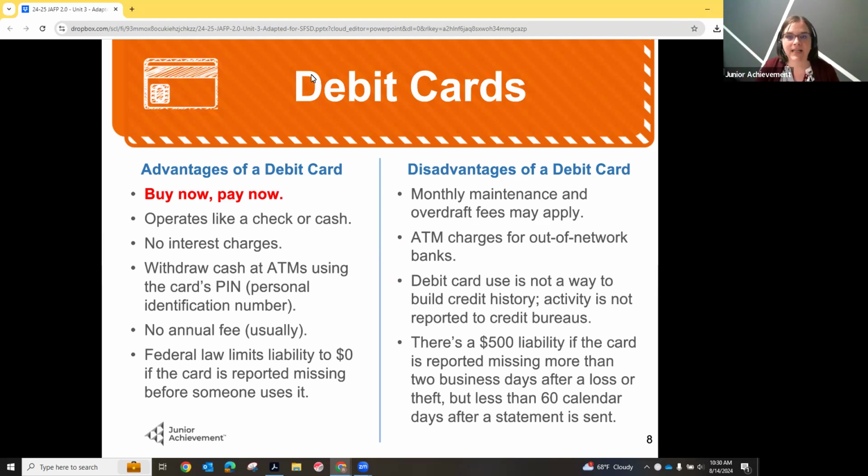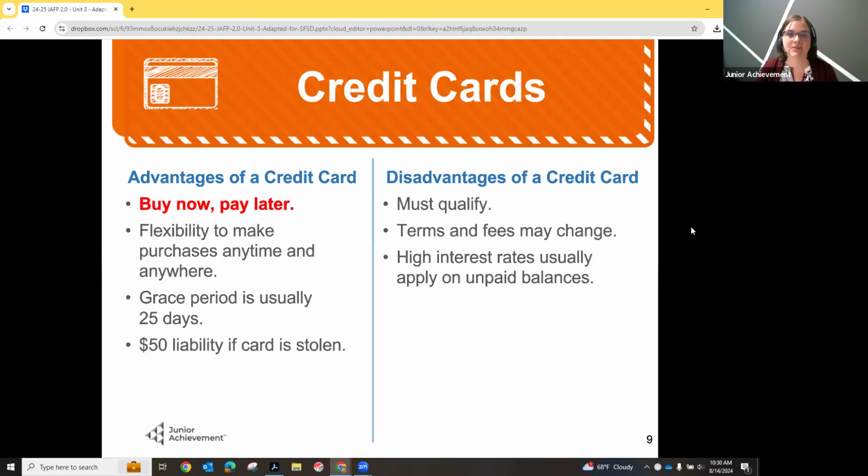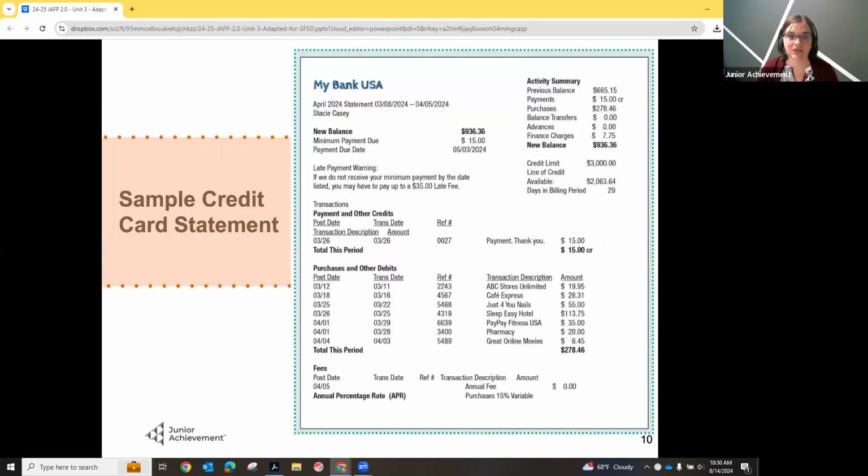The biggest part is that debit obviously is buy now, pay now, and you'll notice as we move forward, credit is buy now, pay later. We want you to fold in some of your real world experiences because of course that is going to be the things that resonate most with the students.